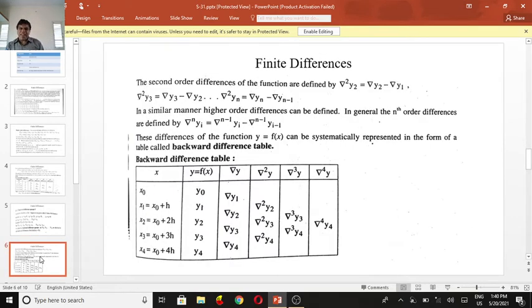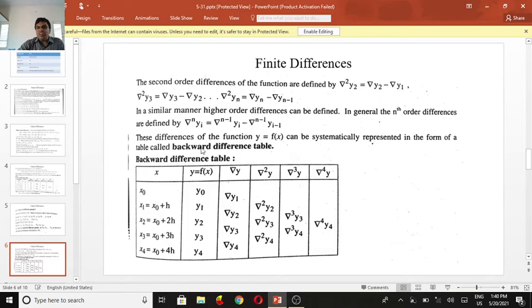Now if we extend this to second order, third order, fourth order backward differences, the second order difference del square y2 is del y2 minus del y1. Again, del square y3 is del y3 minus del y2. Del square yn is del yn minus del yn minus 1. In a similar manner, higher order differences can be defined. Generally, the nth order difference del n yi is del n minus 1 yi minus del n minus 1 yi minus 1. So this is the formula for backward higher order differences.